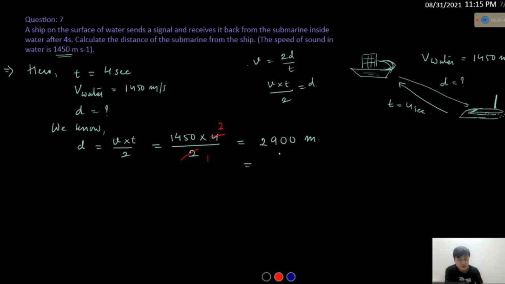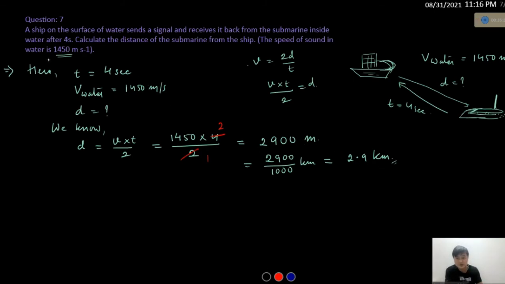So this can be written in kilometers. To write in kilometers, this has to be divided by 1000. So 2900 divided by 1000 kilometer is equal to how much? 2.9 kilometers. Whenever it is more than 1000, we can convert into kilometers. If you write the answer up to here also, it's all right.